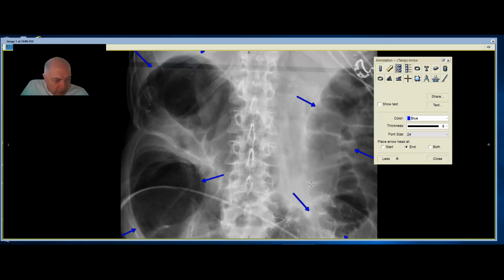If you look at the colon here, you can see little outpouchings with small depressions in between. These are again called haustra. So this is obstructed colon.